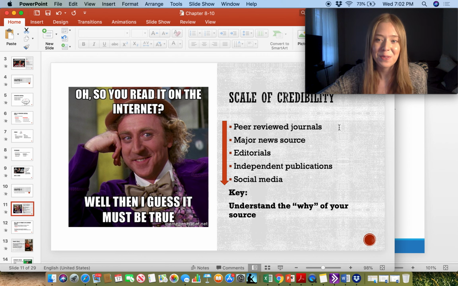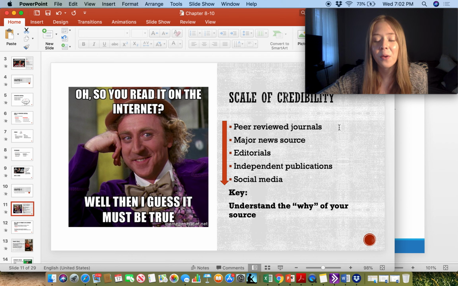So obviously we are told not to read everything or believe everything we read on Facebook and Twitter, and that is true. So make sure if you ever find a news article on Twitter that you always go back to the source and find where it's from. And the key of this is understanding the why of your source. So all of your sources are going to have some sort of bias towards them usually.